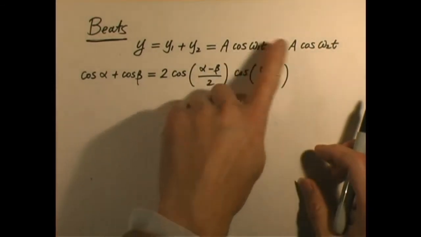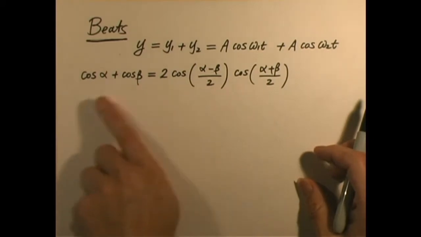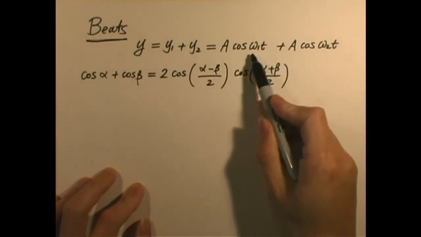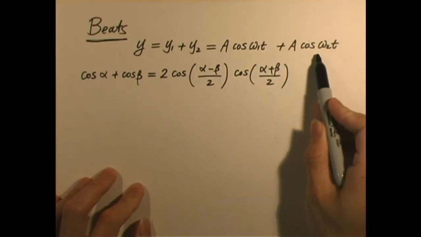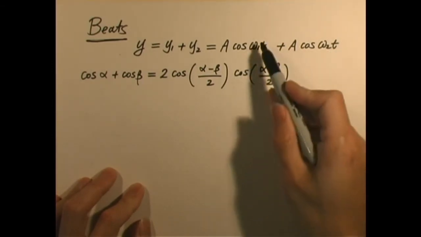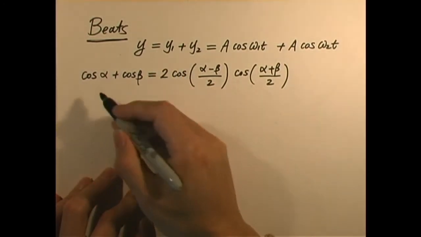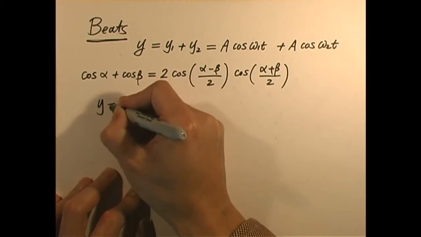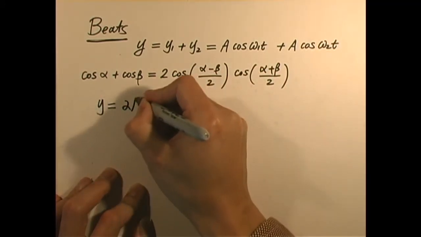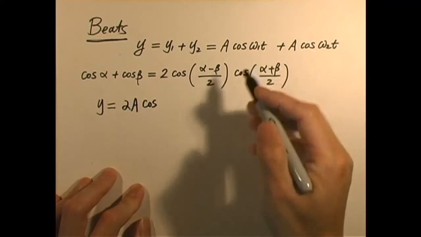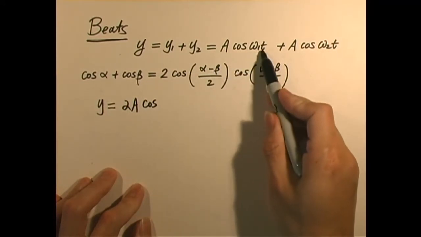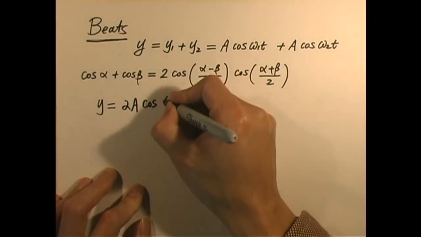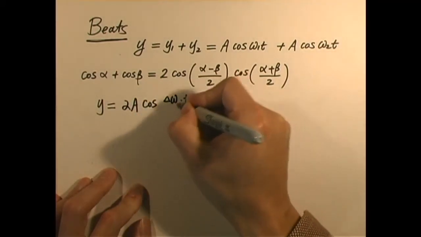You need to add these two cosine functions together. And here is the formula from your high school math. Okay, cosine alpha plus cosine beta. Here's the formula. Alpha is omega 1 t. Beta is omega 2 t. So let's plug this formula in and let's see what happens. So when I have both of these two sources playing simultaneously, I get y equals 2A, and then cosine of alpha minus beta over 2, so omega 1 t minus omega 2 t divided by 2. Omega 1 minus omega 2, we call it delta omega, times t over 2.